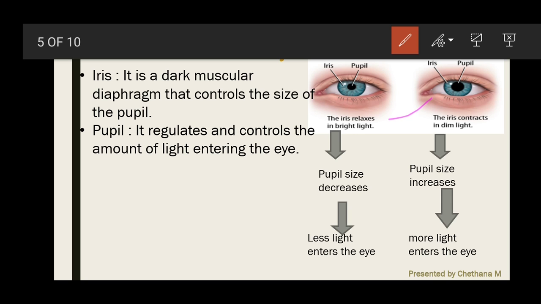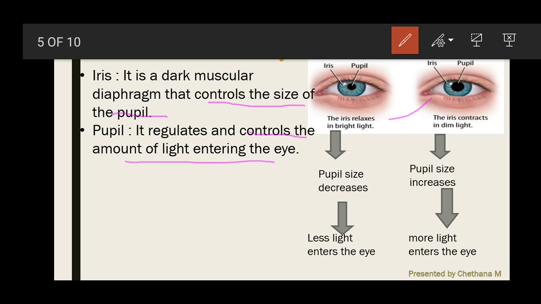Iris is a dark muscular diaphragm that controls the size of the pupil. So different people have different eye colors, right? It is due to this iris. The color of the iris is due to the amount of melanin present inside it. The pupil regulates and controls the amount of light that is entering into the eye.